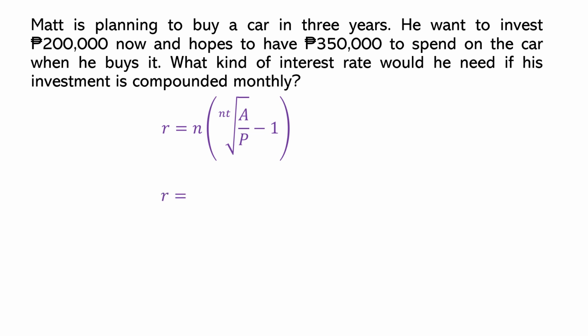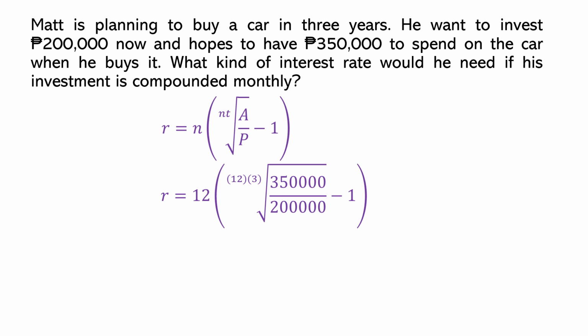So R equals, N is compounded monthly, so that means it's 12 times in a year. And then N times T, N is 12, time is 3 years. And then the radical sign. The A is the final amount, which is 350,000. And the bottom is the invested amount, the principal amount, which is 200,000. And then the minus one. It's important that the minus one should not be inside the radical sign, or else it will give you a wrong value. So you have to be careful in putting it in the calculator.